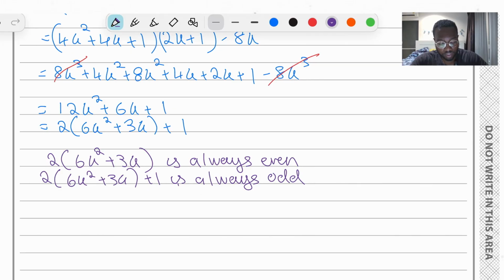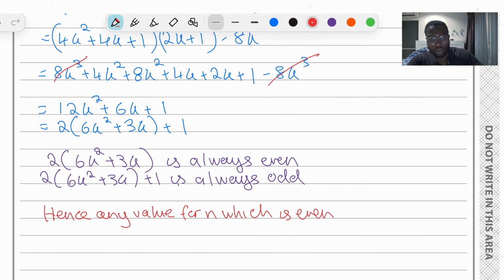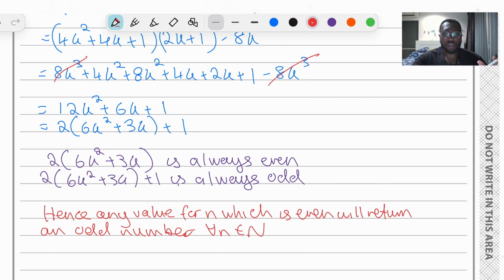Therefore, we can say something like, hence, any value for n which is even will return an odd number, something like that. And then you can be all nice and say for all values of n which are natural, make it all look good. And now we've done that, that's even numbers.